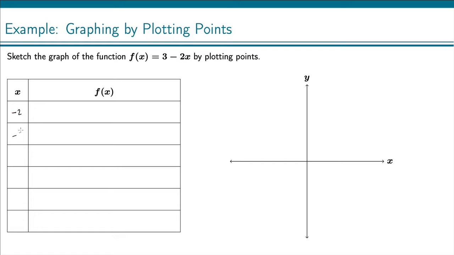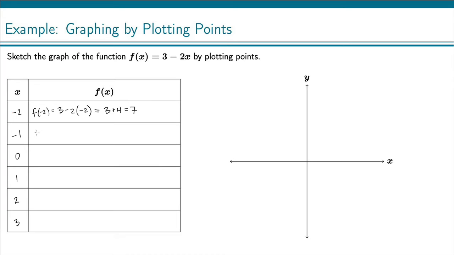but I like to pick numbers that are around 0. So all the way up through, and I'll go up to 3 here. So this means we're just going to plug these numbers into our function. So f of -2 is what we're looking for here. So that's 3 minus 2 times -2. And that is 3 plus 4, which is 7.